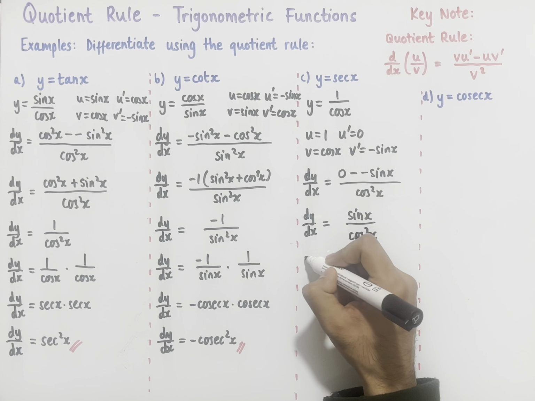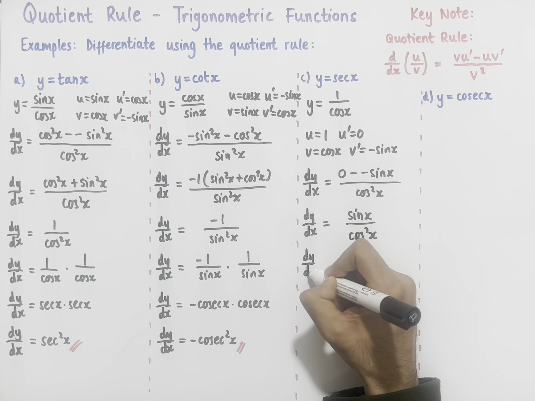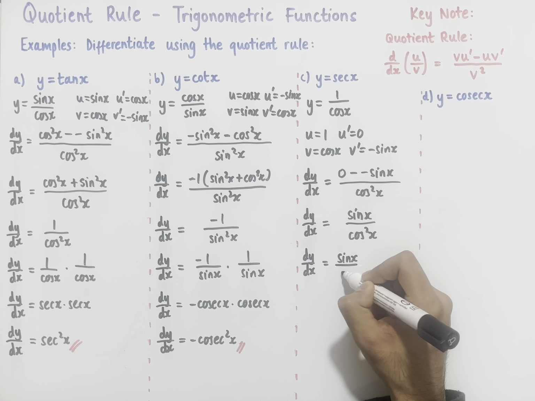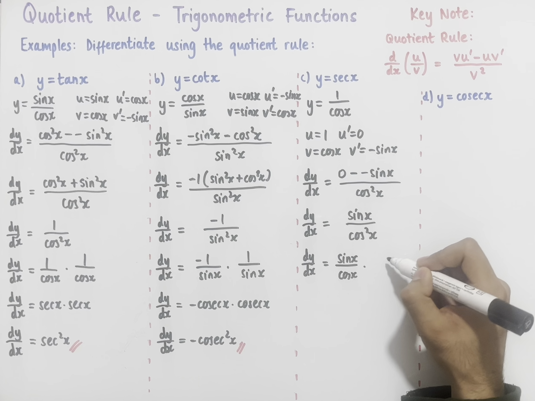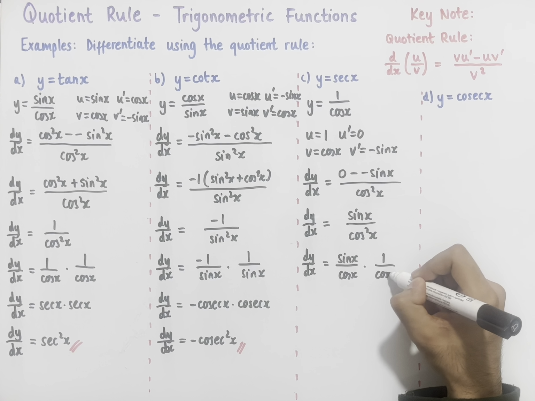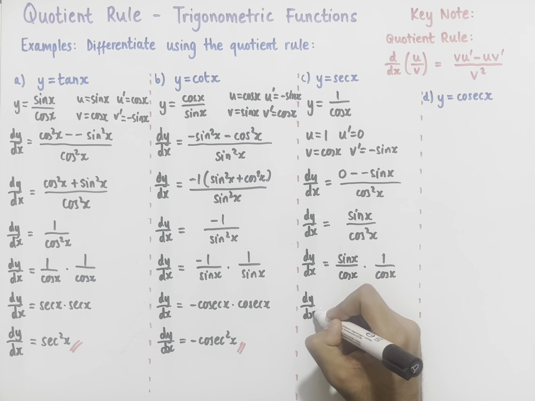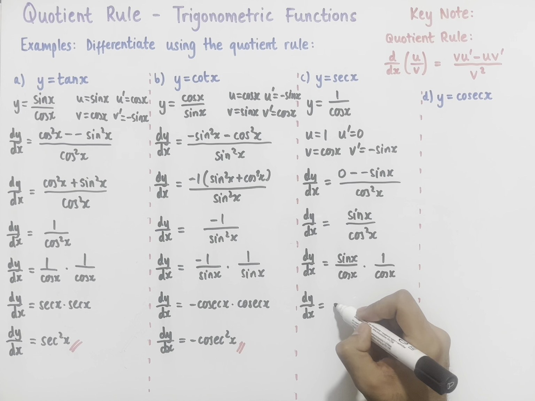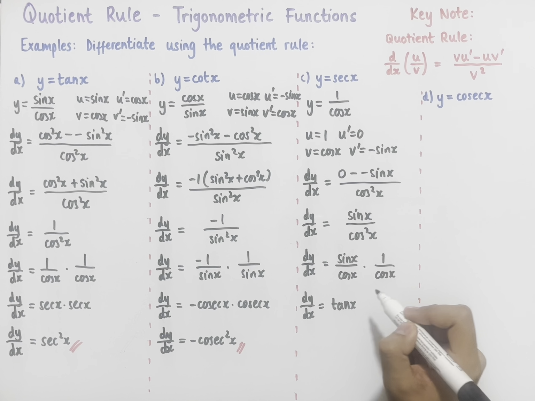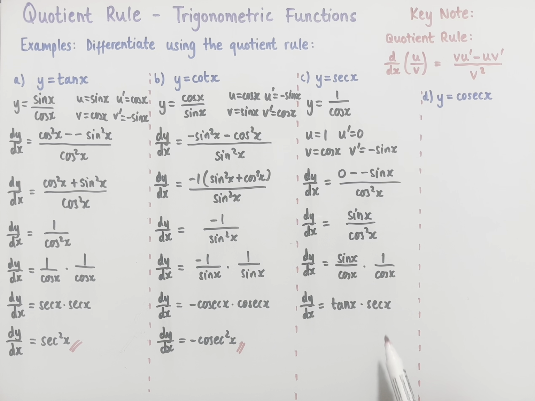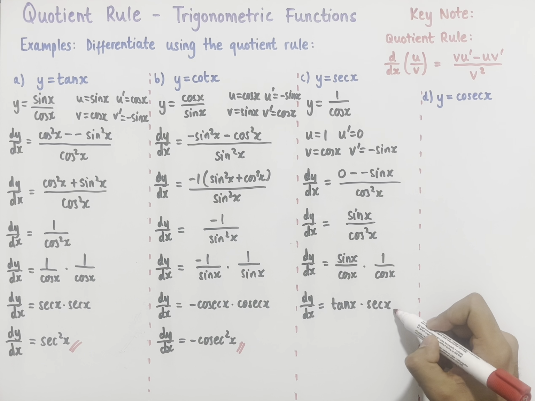We can split this up into the following now. So dy over dx equals sine x over cos x multiplied by 1 over cos x. Using trigonometric identities, sine x over cos x is the same as tan x, and then 1 over cos x is the same as sec x. If we have y equals sec x and we differentiate it, then we end up with tan x times sec x, and we've shown this using the quotient rule.